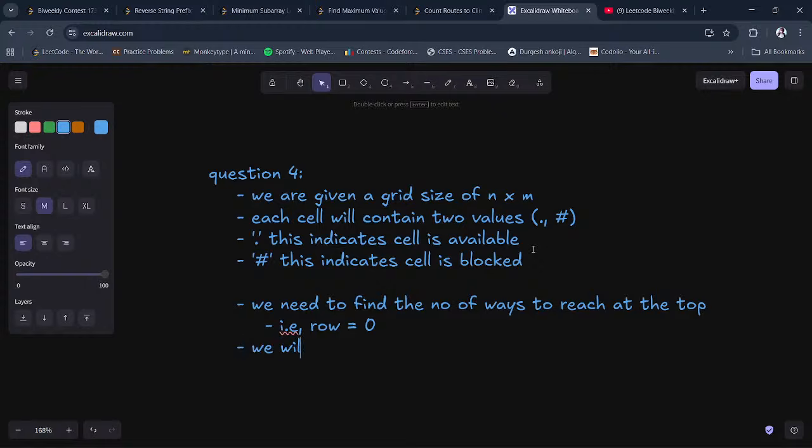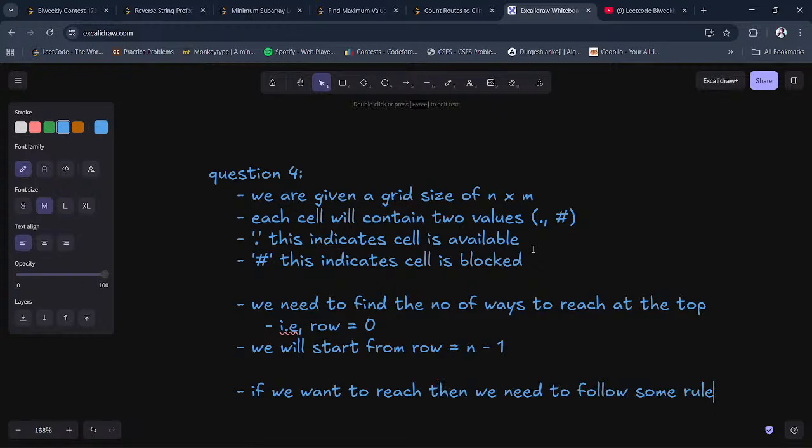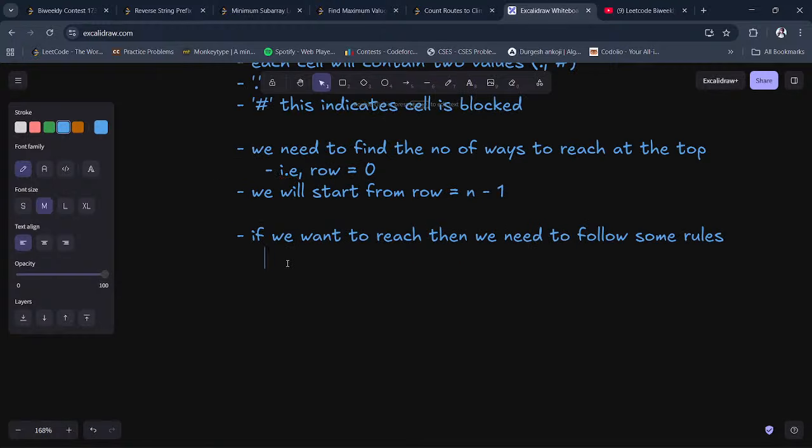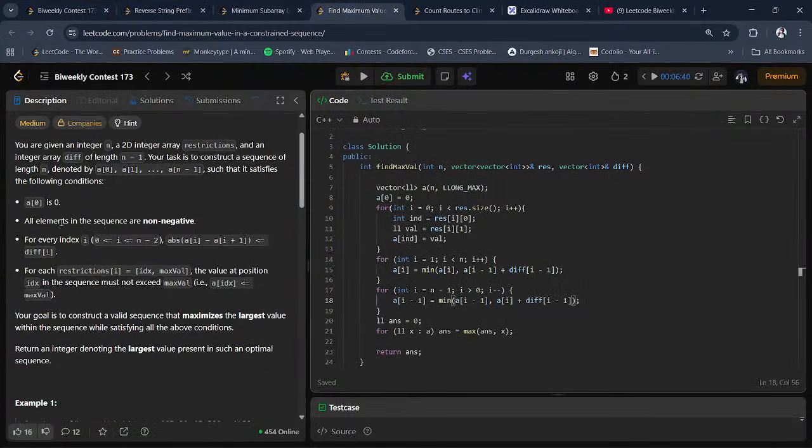We will start from row equals n minus 1. If we want to reach the top, then we need to follow some rules. What are those rules?